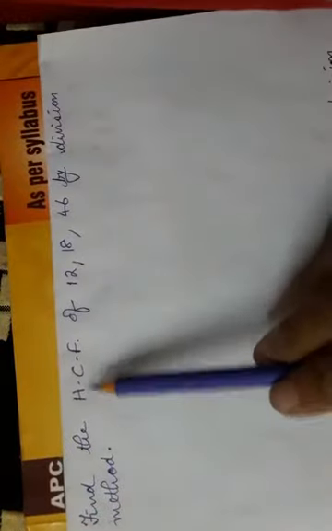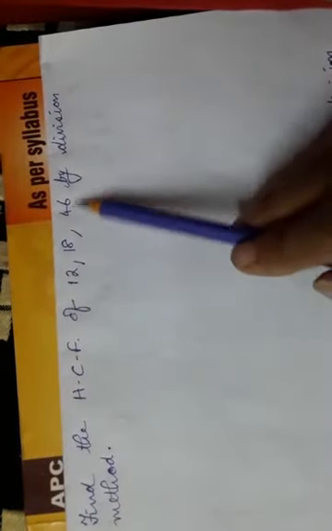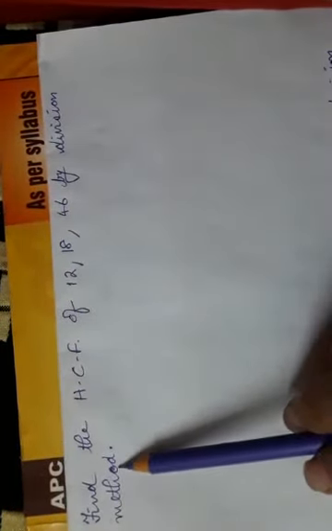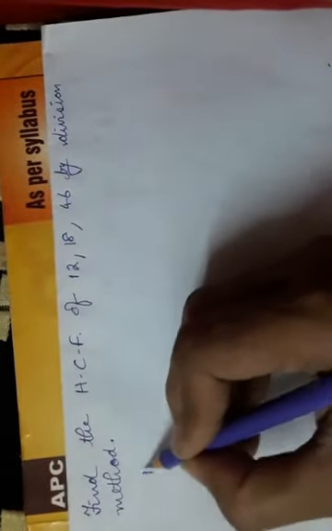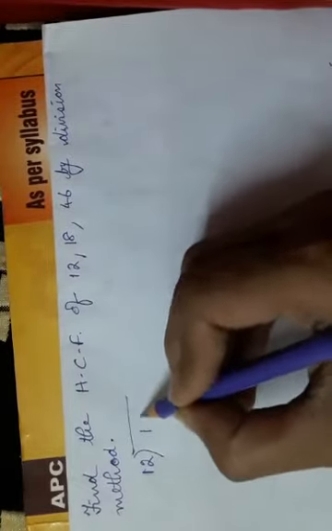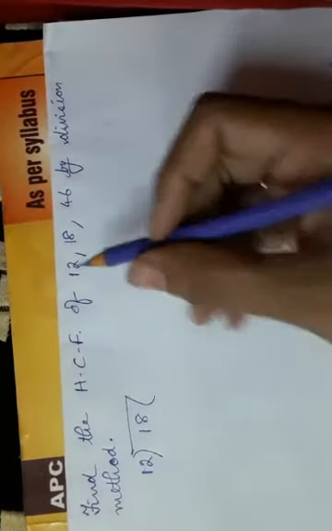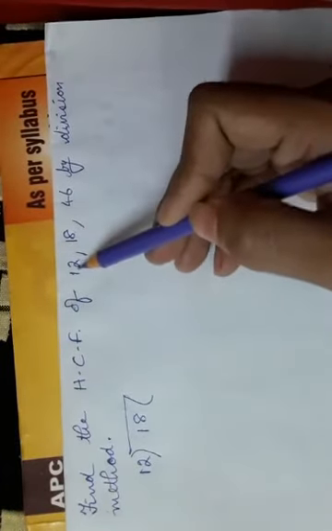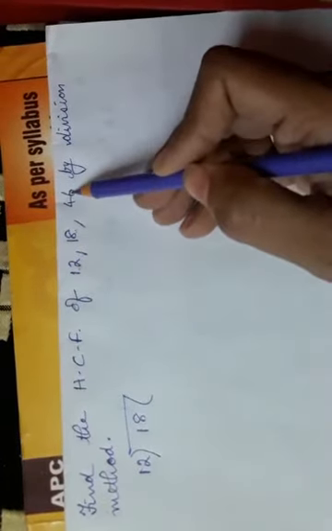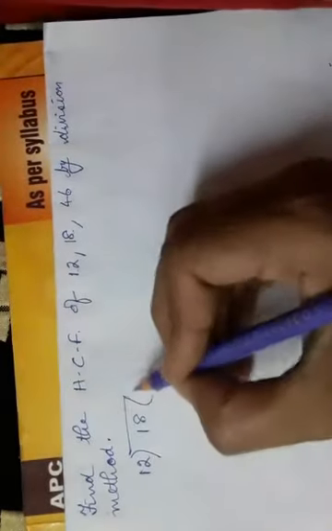Now, the next sum, as we can see here: find the HCF of 12, 18, 46 by the division method. By which method do you have to find it? Division method. So, how will we do the division method? Like this. We have to simply divide. First we have to take any two numbers, you can take any, but I have taken 12 and 18 here. You can take 12, 46 also. You can take 18, 46 also.